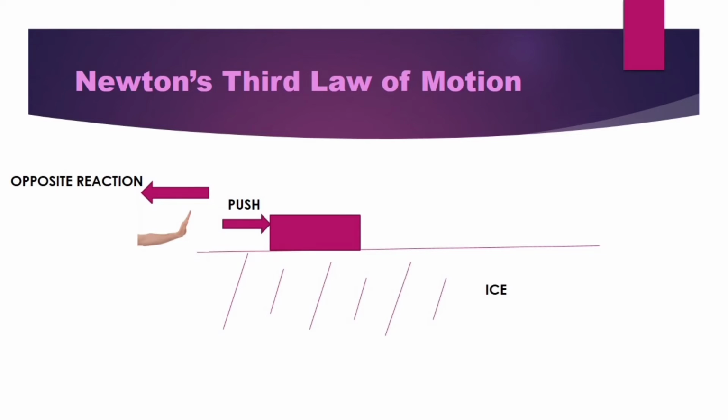Imagine a block is placed on ice. Here we take ice as it will have minimum friction. If we push the block to the right with some net force, the block will also exert an equal and opposite force. Let's take another example. Suppose you are pushing a desk in your home. The desk will exert an equal and opposite force, and the same can be felt as your hands get compressed. You can feel the pressure.